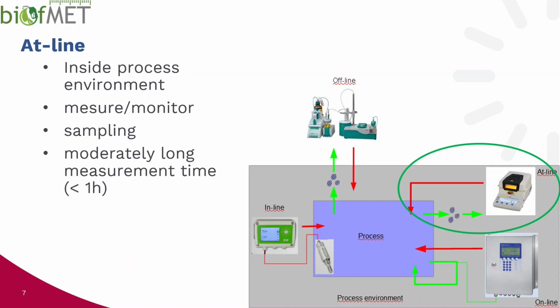At-line measurements refer to measurements taken in close proximity to a process using portable instruments or devices. These measurements are used to assess the quality or characteristics of a product or material without interrupting the process itself. At-line measurements are also commonly used in process environments where samples are taken from a process and analyzed nearby. At-line measurements provide real-time feedback to operators, allowing them to make adjustments to the production process in order to optimize quality and efficiency.